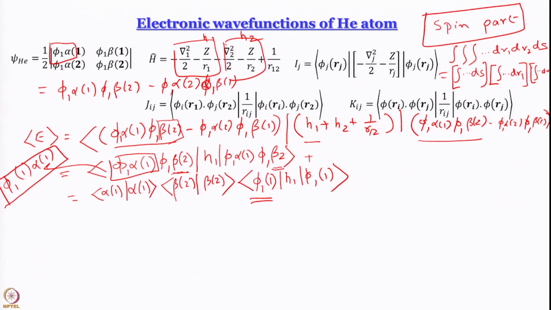Now just look at these integrals. Spin wave functions are normalized. This is equal to 1, this is equal to 1, and this, what is this? This is equal to the integral of phi 1(j), where H1, as we have defined, is minus del j square by 2 minus Z by Rj, operating on phi 1(j). So, this is basically I1.